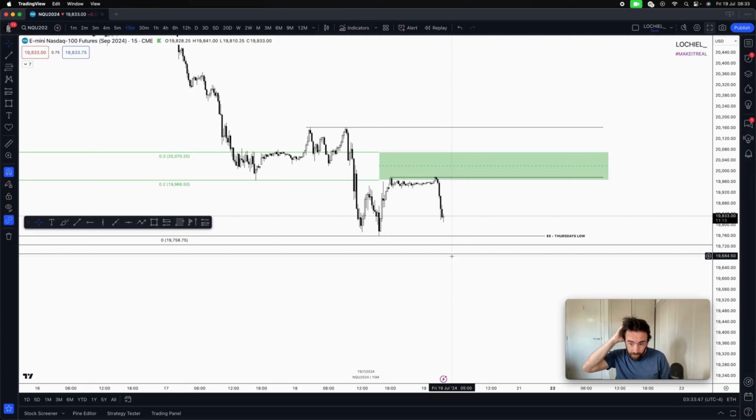So I'm going to go away and I'll return, particularly if we take out these lows here and create a new low of the week. I'll also mark up the same on ES because ES is very similar to this. So see you guys soon.